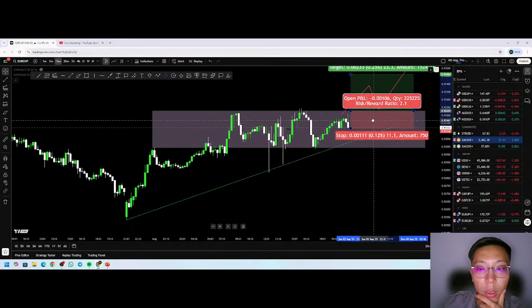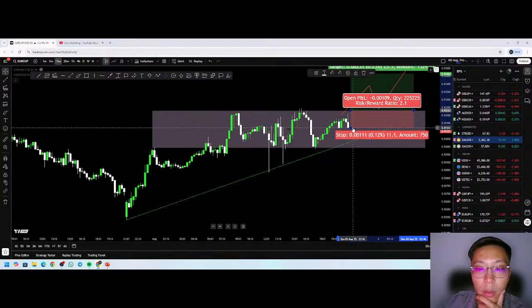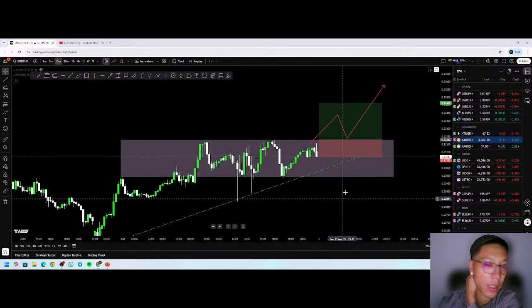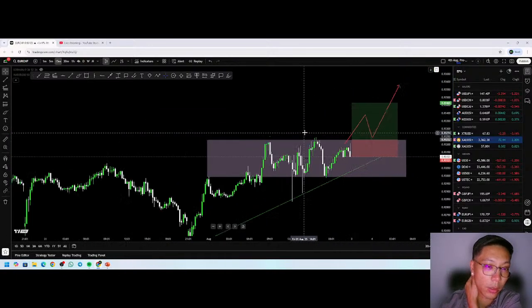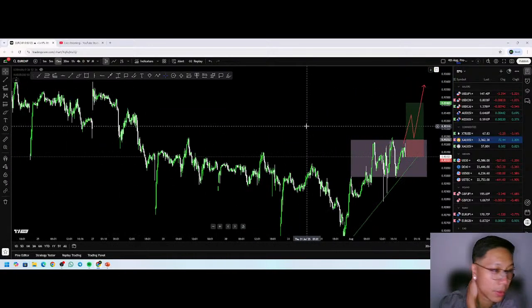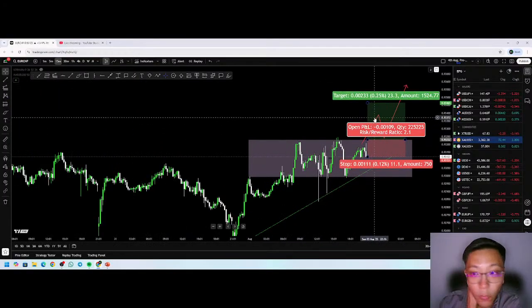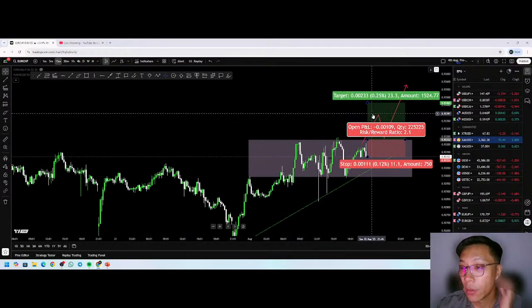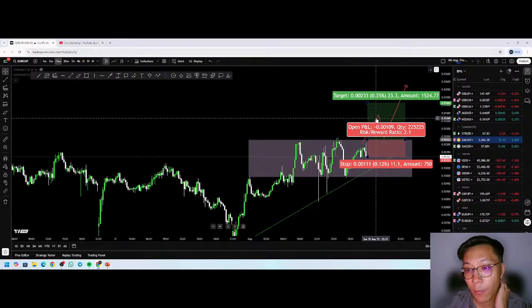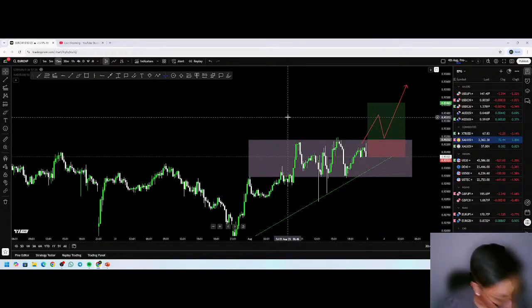If not, you can do something like this, but of course, this takes a little bit more patience, because for Euro CHF to move quite a number of pips, it's a bit hard. Yes, so I'll suggest to stay out.